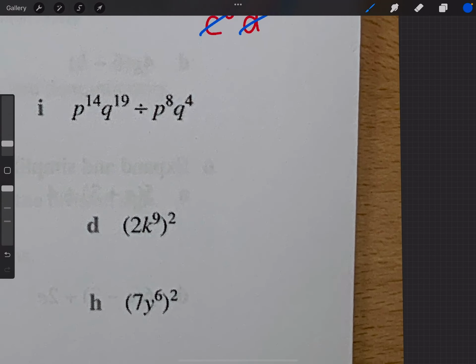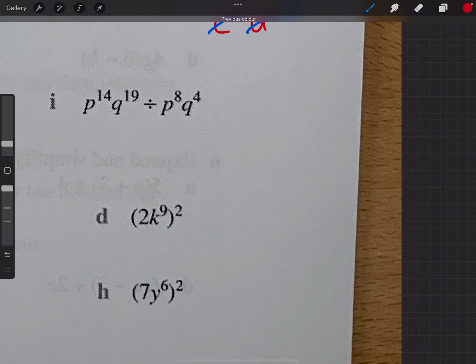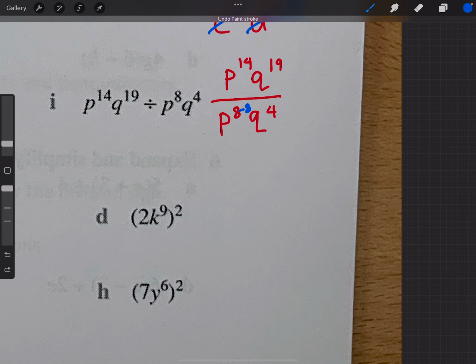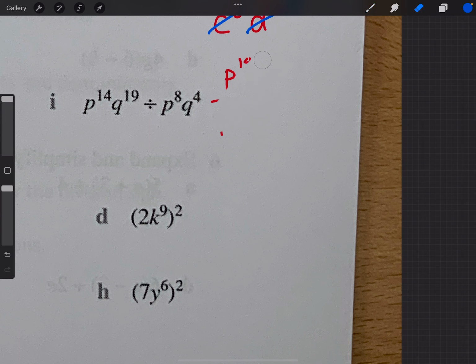Question I. So this one is p to the 14, q to the 19, divided by p to the 8, q to the 4. For the bottom one, I can just take away the 8 there, take away the 8 there, and that's gone. So what's happened? Why did I take away 8? Let's have a look. Let me rewrite this bigger, it might be easier to see.